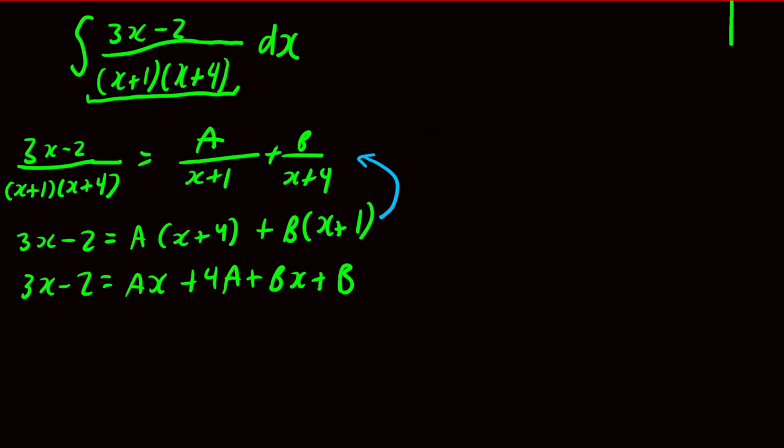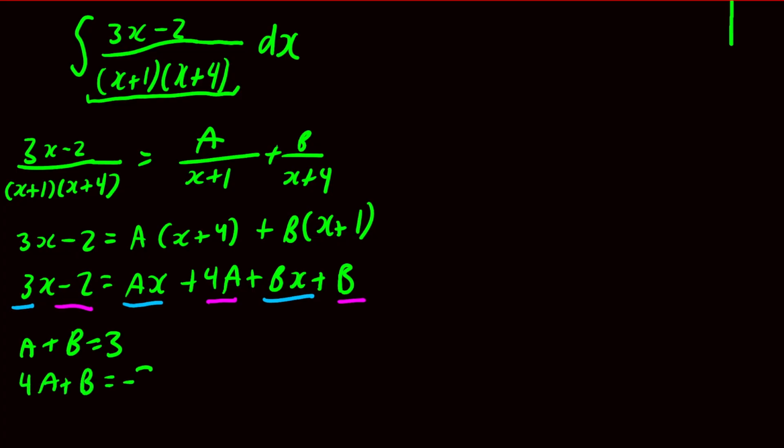Alright, so now we try to find our terms. Our two x terms are ax and bx, and that must equal 3. So that means a plus b is 3. And then we're left with our constants, quote unquote constants, for a and b, and that has to equal negative 2. So that means 4a plus b equals negative 2. And now all we have to do is a little system of equations.